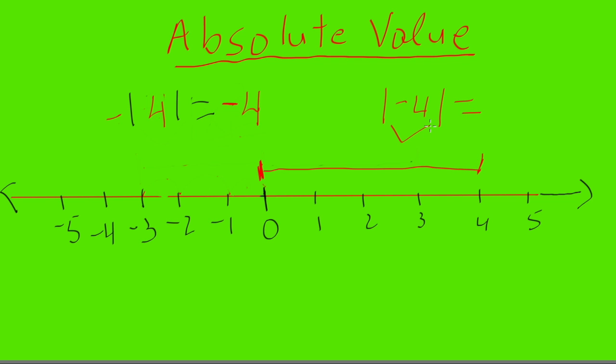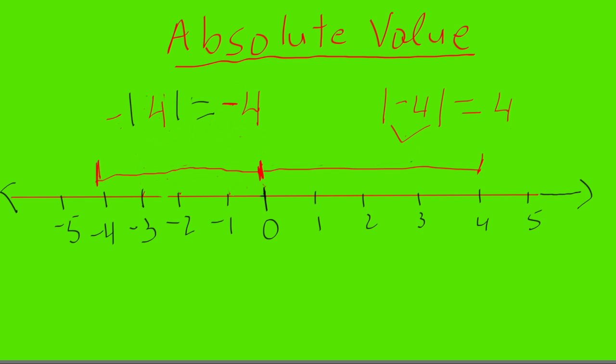In this case, you need to take the absolute value of the negative sign and 4. So it will be the distance from 0 to -4, so it will be 1, 2, 3, 4 units. In this case, it will be +4. So for this one, because the sign is outside, you find the absolute value first, then you bring in the sign. But here, because the sign is inside the absolute value sign, you need to find the absolute value of the negative number. In this case, the absolute value of -4 is 4.